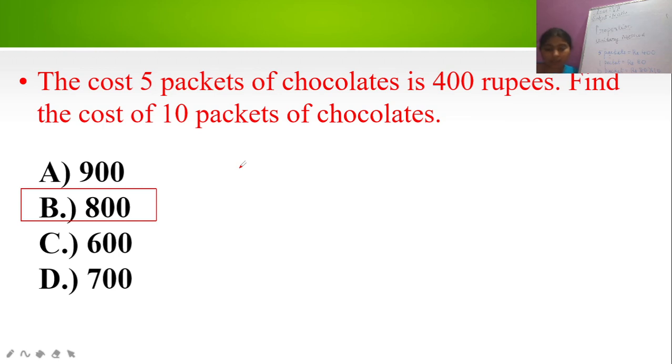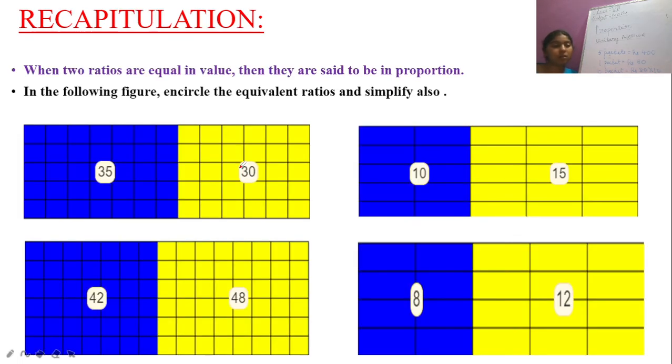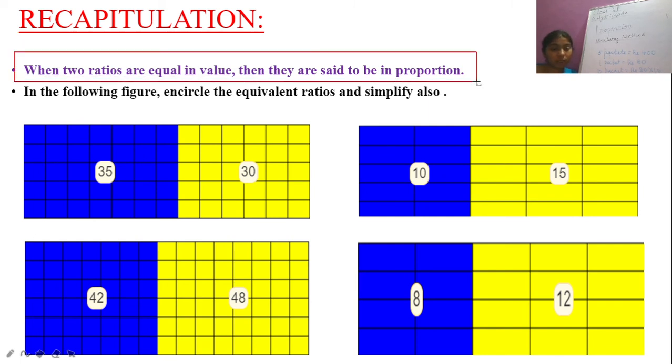Okay, students. So let's come forward. Let's discuss what we have discussed today. We have discussed today about the ratio, which is in the form of a proportion. When we say two ratios are of equal value, then they are in proportion, right? So now, students, you have to find out the equal ratio and simplify these. So you know the proportions, you have to calculate it for that. So you can do it. Let me do one for you.